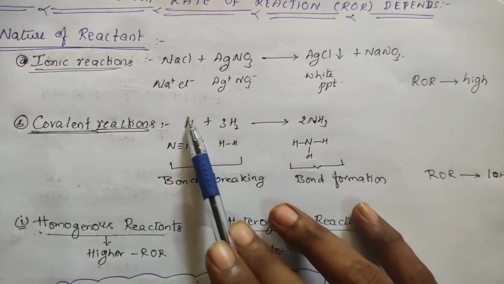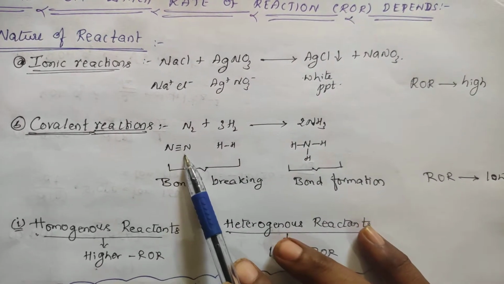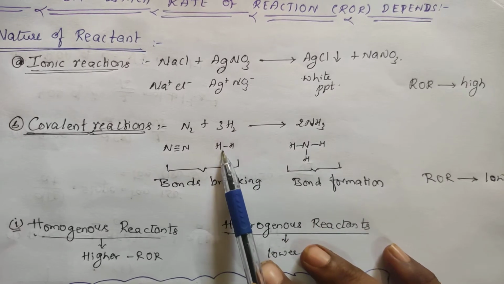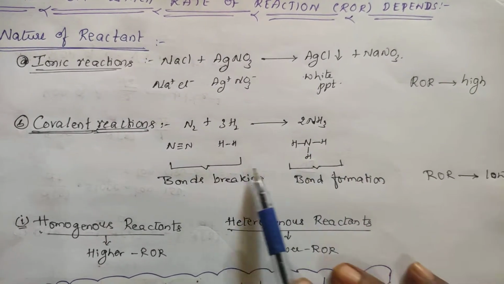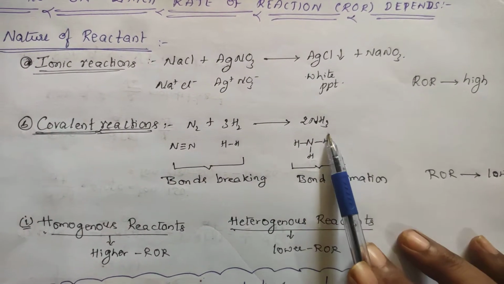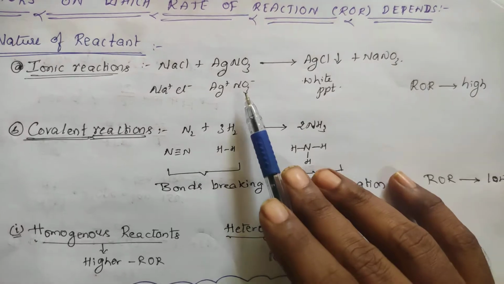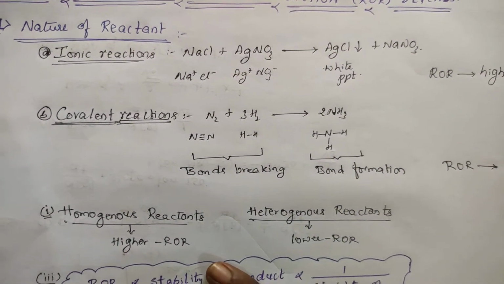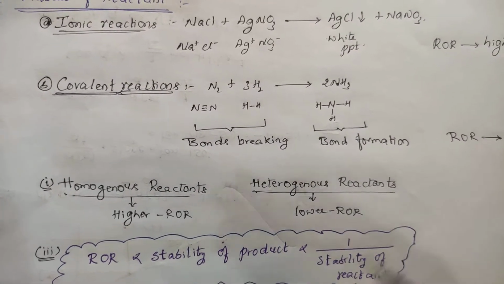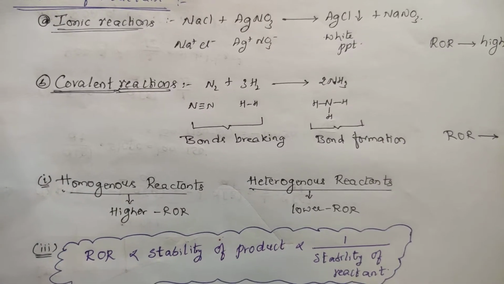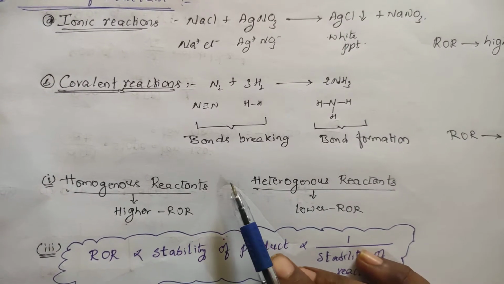In covalent reactions, suppose you have an N2 molecule and 3H2, forming 2NH3. Nitrogen has 3 bonds, and each H2 molecule has 1 bond, so 3H2 molecules have 3 bonds. To form 2NH3, bonds are broken and new bonds must be formed. So it takes a lot of time. Ionic reactions are therefore much faster than covalent reactions. Among covalent compounds, those with fewer covalent bonds react faster than those with more bonds. You will learn more about that also.